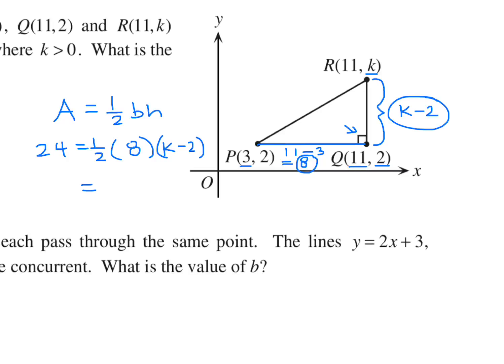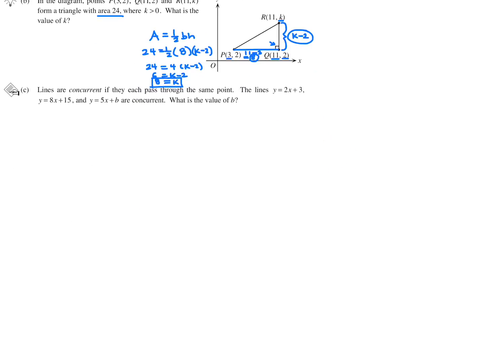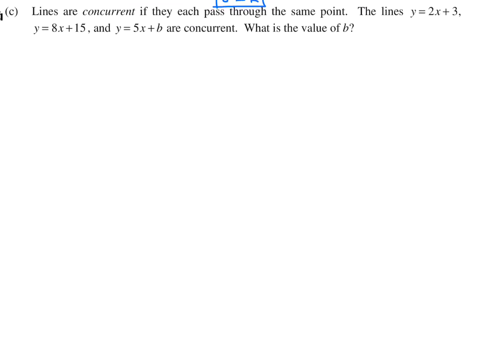So let's see here, 24 is going to be equal to 4 times (K minus 2). 24 divided by 4 is 6, is equal to K minus 2, and therefore K is equal to 8. And moving right along, we've got the next one.